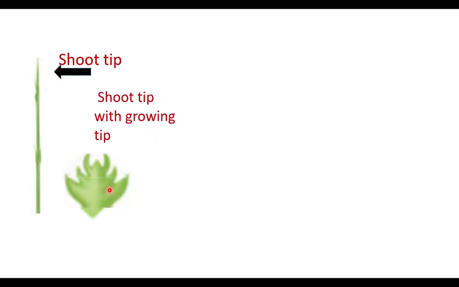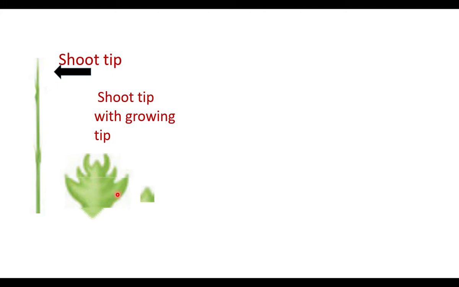This is enlarged view of shoot tip. We have already removed the older leaves. These two are younger leaves. If we remove the younger leaves, we can clearly see the growing tip. So this is shoot tip with growing tip. This growing tip is used as explant. The growing tip is cultured in a culture medium.